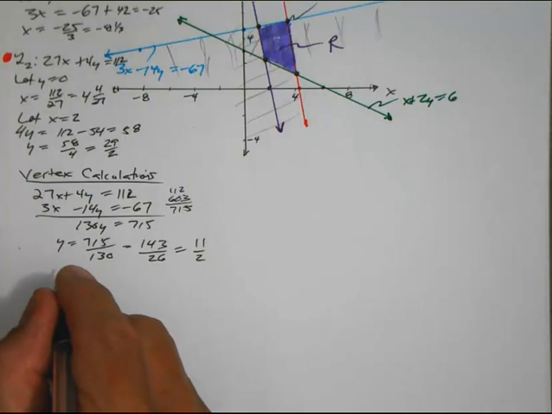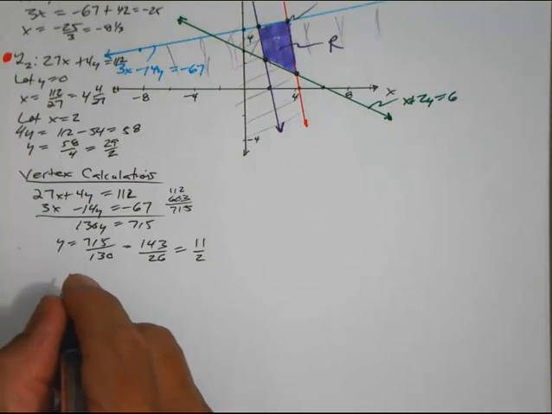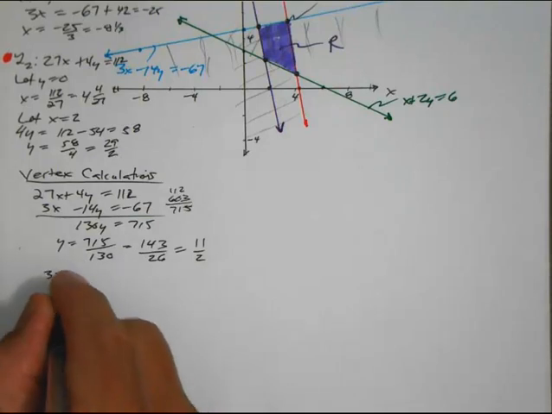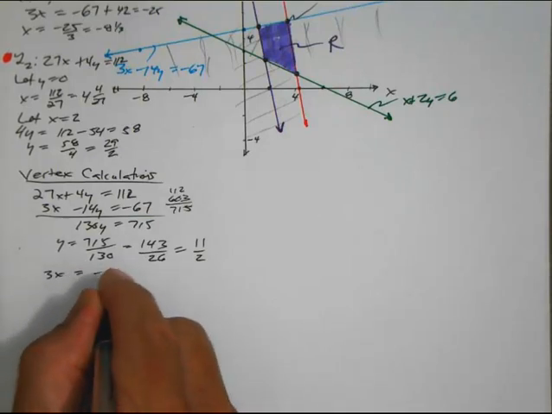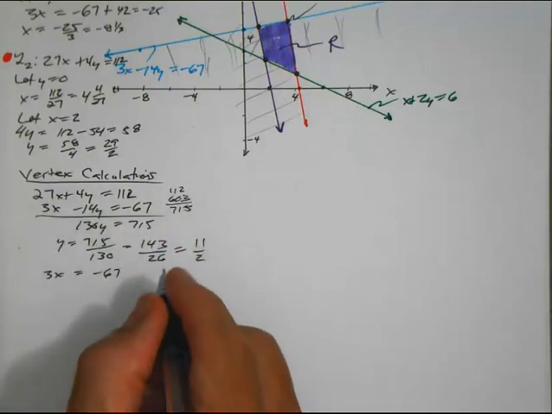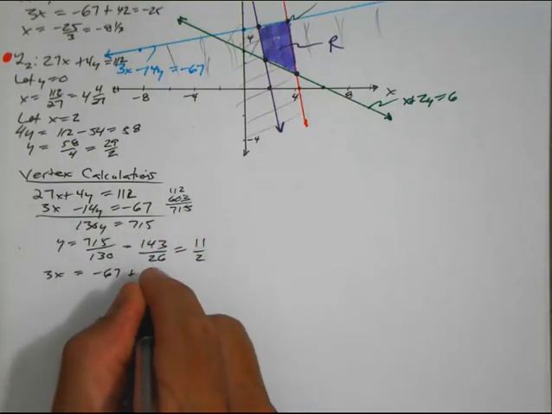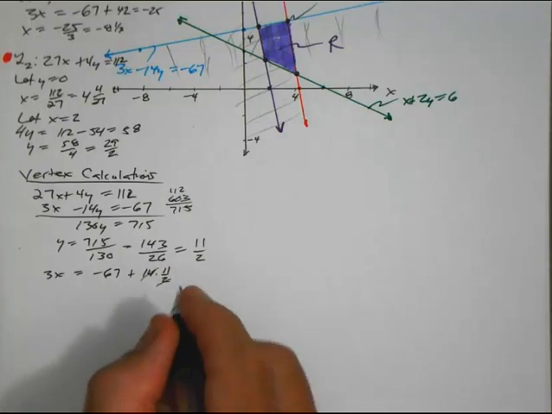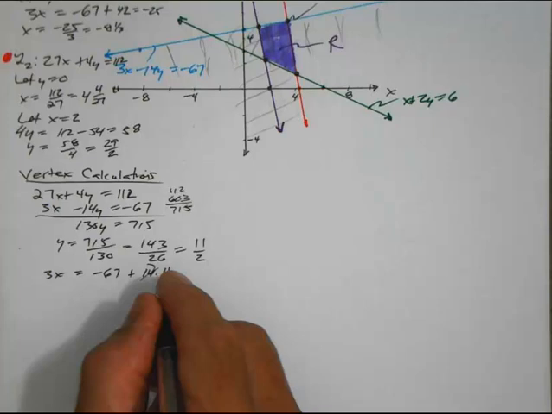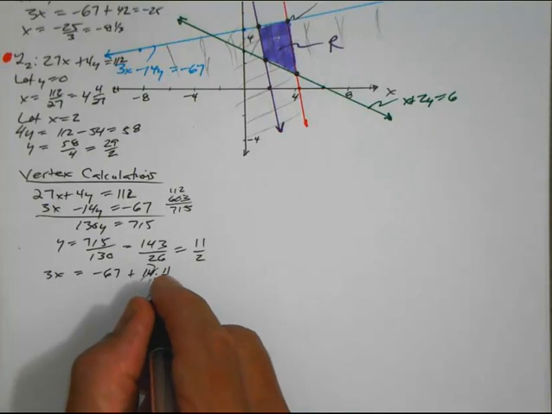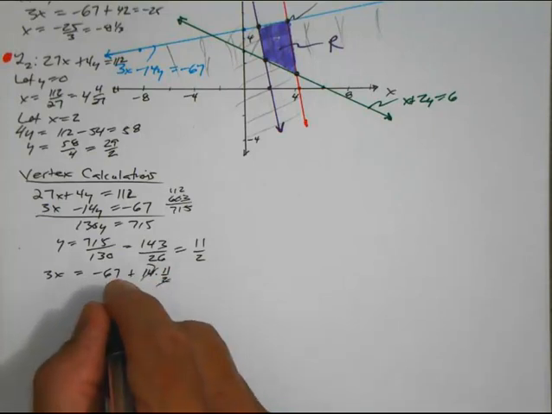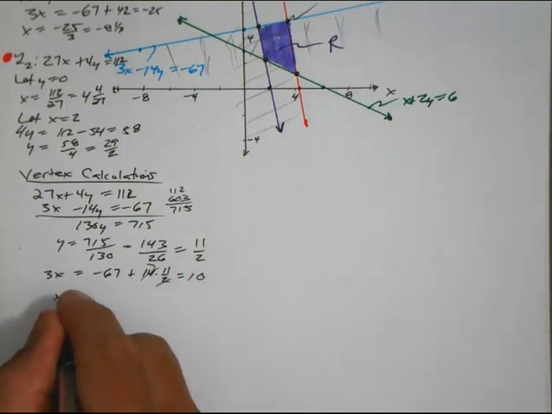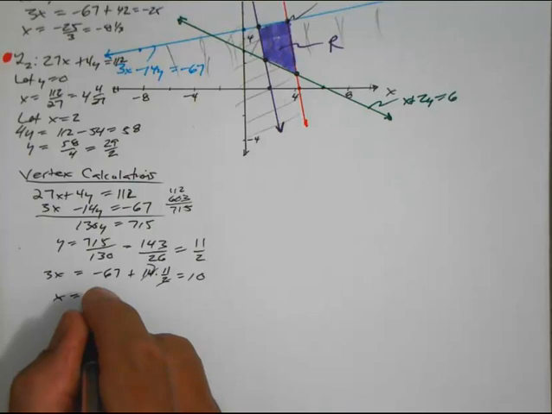Now the corresponding x we could pull off from the second equation. Okay, 3x would equal negative 67 plus 14y, so 14 times 11 over 2. Cancel, cancel. 7 times 11, that's 77. Alright, 77 and negative 67, that's positive 10. So it looks like x will equal 10 thirds.